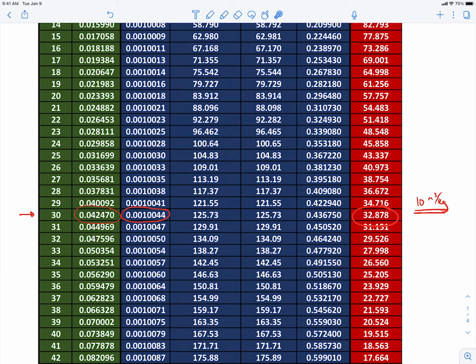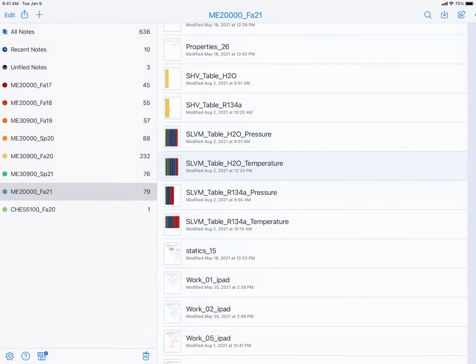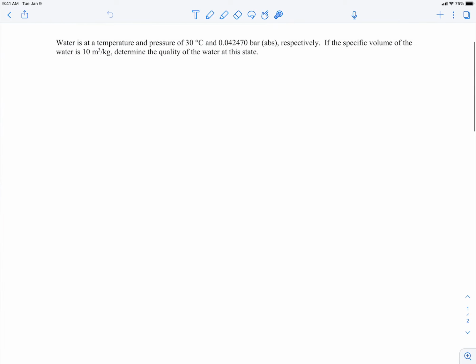So let's remember these two numbers for the specific volumes, and then we'll use those along with the given specific volume to find the quality. So let's go back to the original problem statement. Just a reminder that the specific volume for the saturated liquid state is 0.0010044 cubic meters per kilogram. And the specific volume for the saturated vapor state was 32.878 cubic meters per kilogram. Again, those come from the table at 30 degrees and that saturation pressure. So this actual specific volume we're given, let me write that here, is 10 cubic meters per kilogram.